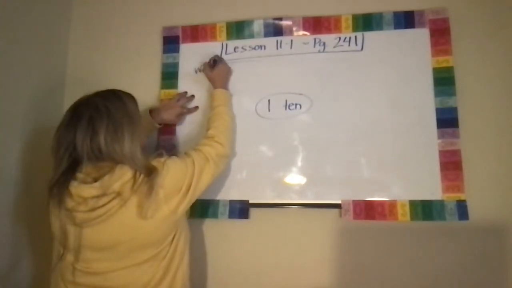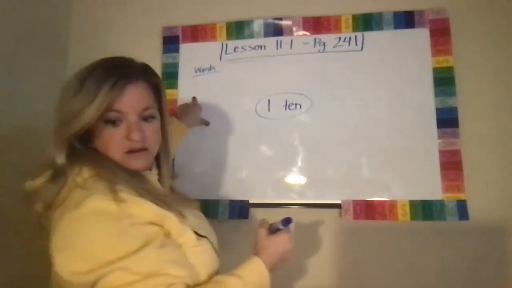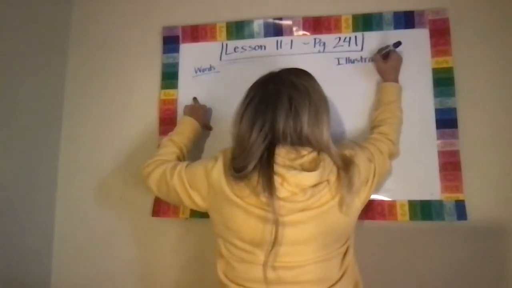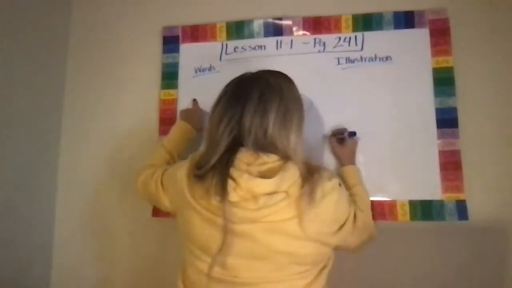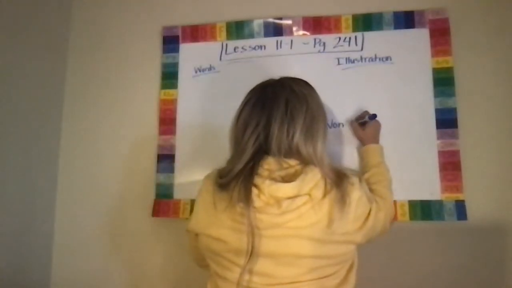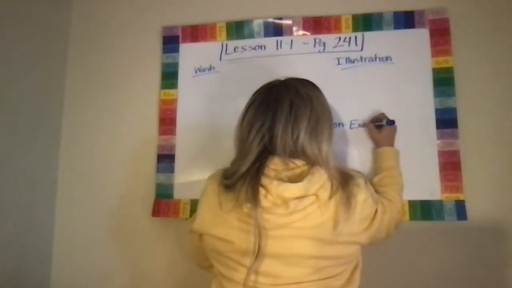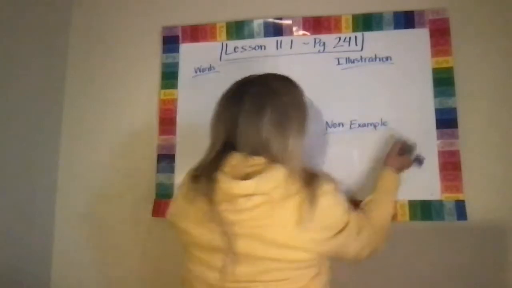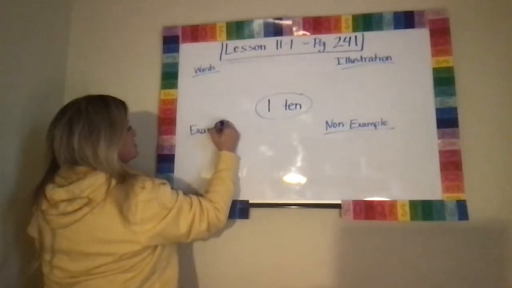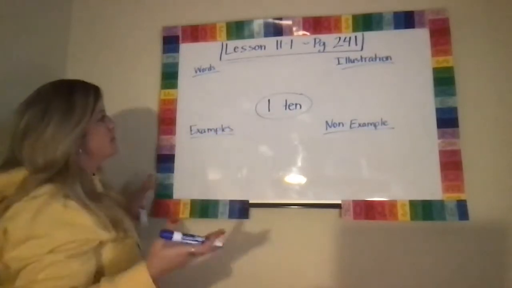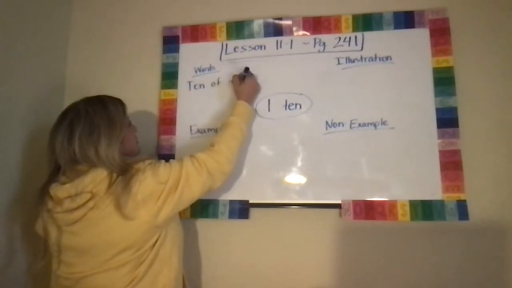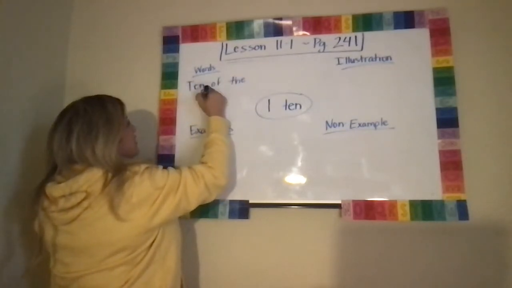So in words, illustrations. Illustrations is a fancy word for drawing. And this one I think is a non-example. Non-example. And then over here is examples. So in your own words, how do you describe a 10? It's 10 of the same or an object.